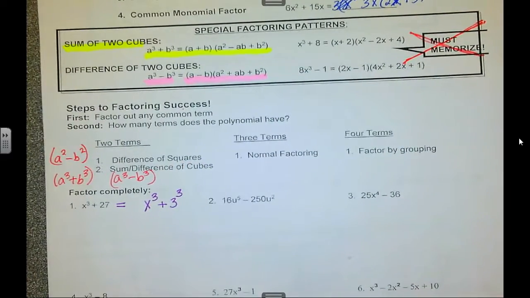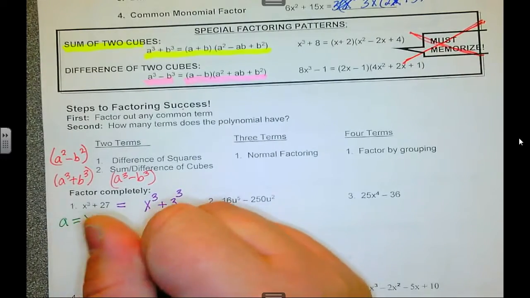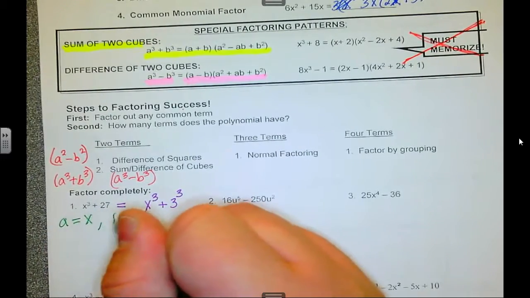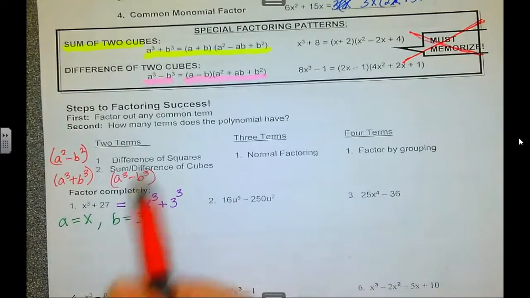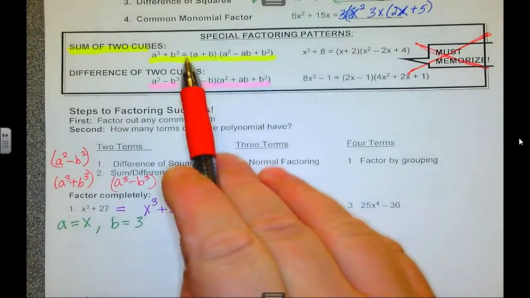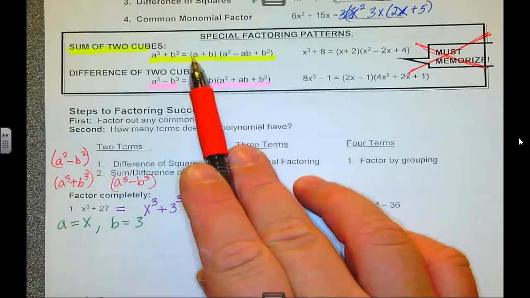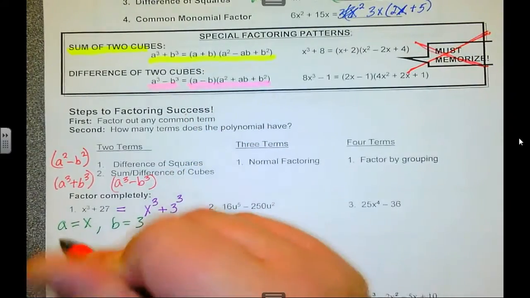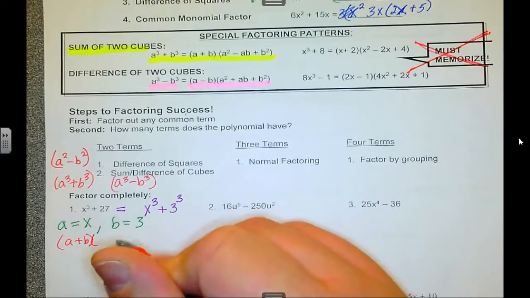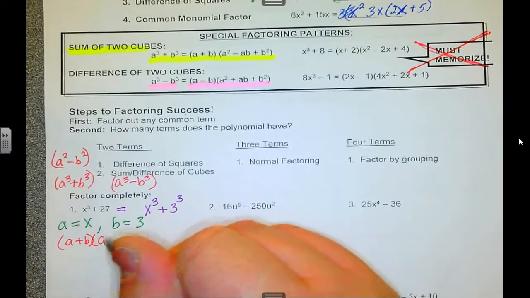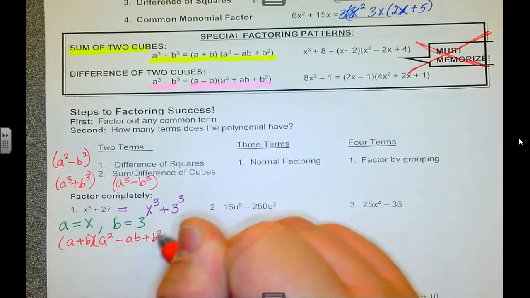So what's my A? That's right, x. What's my B? 3. Okay, this is a plus. So I'm going to use A cubed plus B cubed, A plus B times A squared minus AB plus B squared.